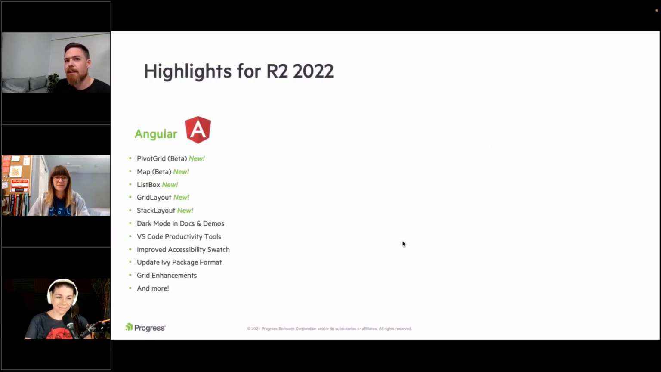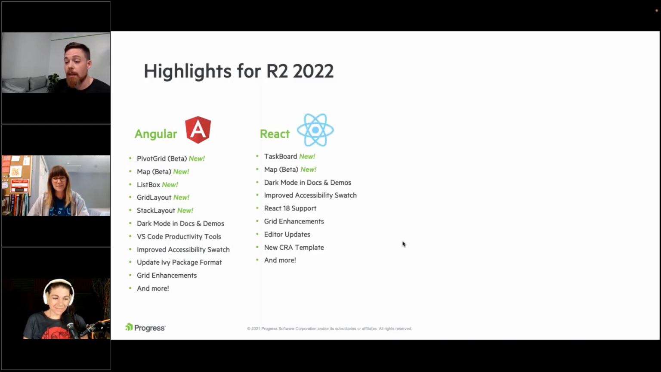Now, as I mentioned, we have a lot of highlights, and I'm just going to give you a quick overview of what's new for all the flavors of Kendo UI. For Angular, we have quite a lot of new components. We have dark mode in the docs and demos. And in the new components area, we have the PivotGrid in beta, the map in beta, ListBox, grid layout, stack layout, etc.